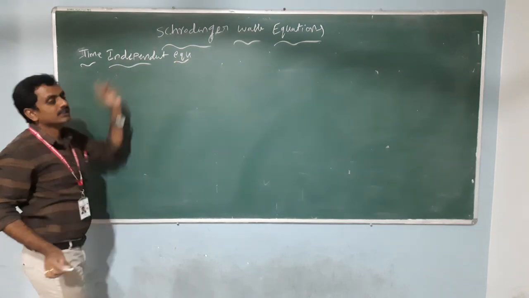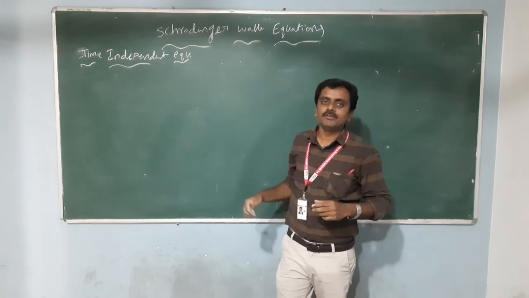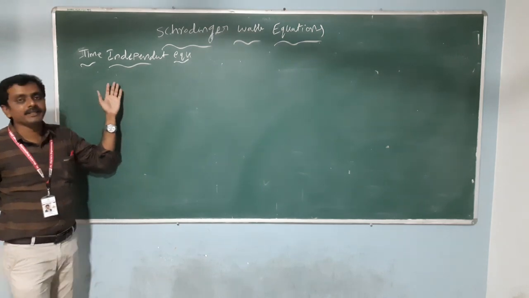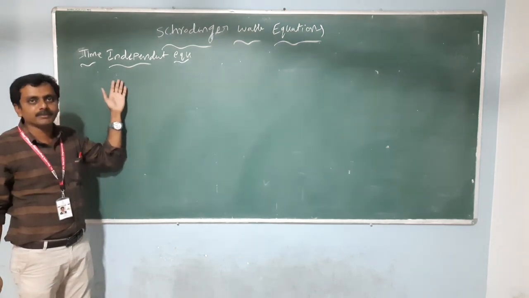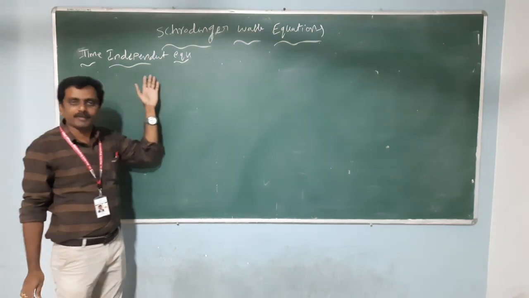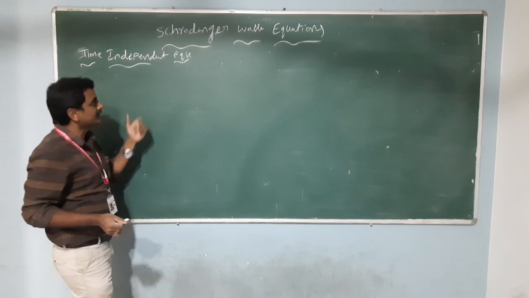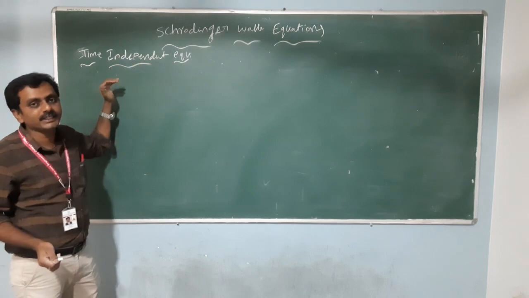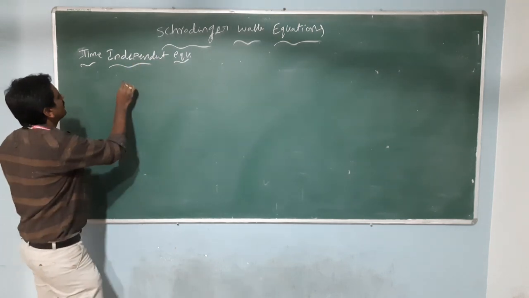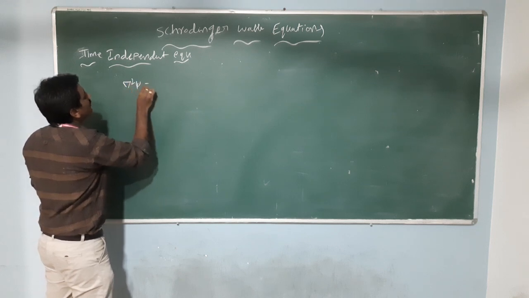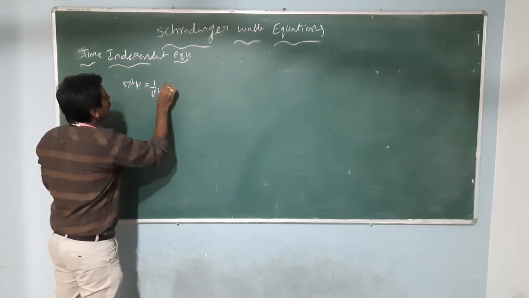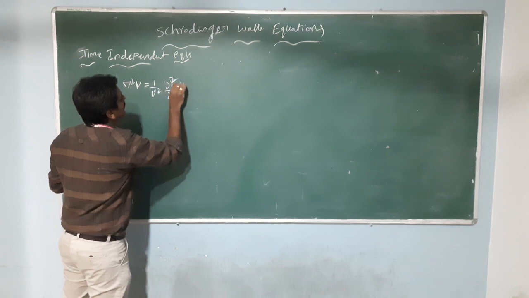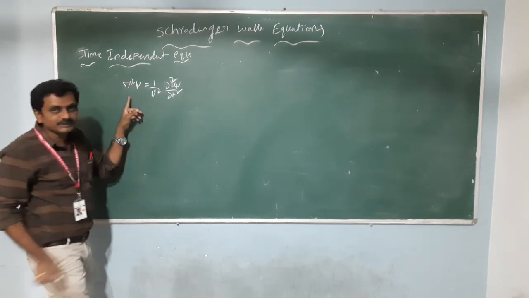For this, Schrodinger considered a general wave equation. In classical mechanics, for explaining the properties of a light ray, that is the velocity and the motion of the light ray, we can use the classical wave equation. For solving, he considered the classical wave equation: del square psi is equal to 1 by v square into dou square psi by dou t square.